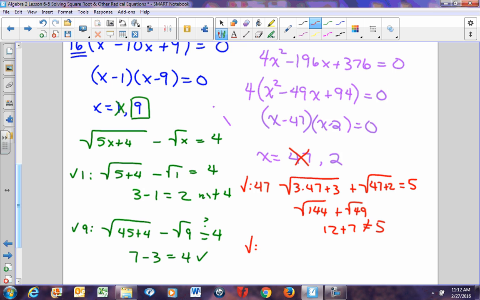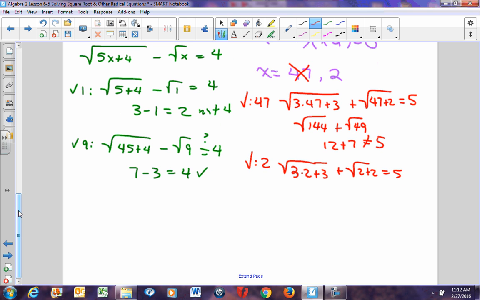So let's check 2. So we have the square root of 3 times 2 plus 3, plus the square root of 2 plus 2, is supposed to equal 5. Well, 3 times 2 is 6, 6 plus 3 is 9, so the square root of 9 plus the square root of 4 should equal 5. You have 3 plus 2 equals 5, that checks. So 2 works. The biggest thing with these is making sure you don't make small errors along the way and making sure you understand how to multiply binomials. I warned you that multiplying binomials will come back to haunt you many, many times over. This is one of those examples.